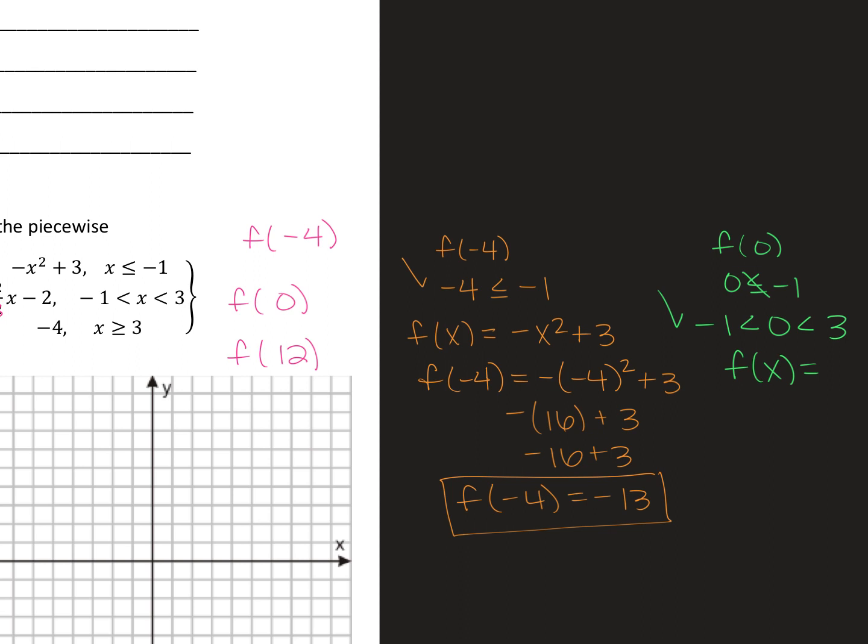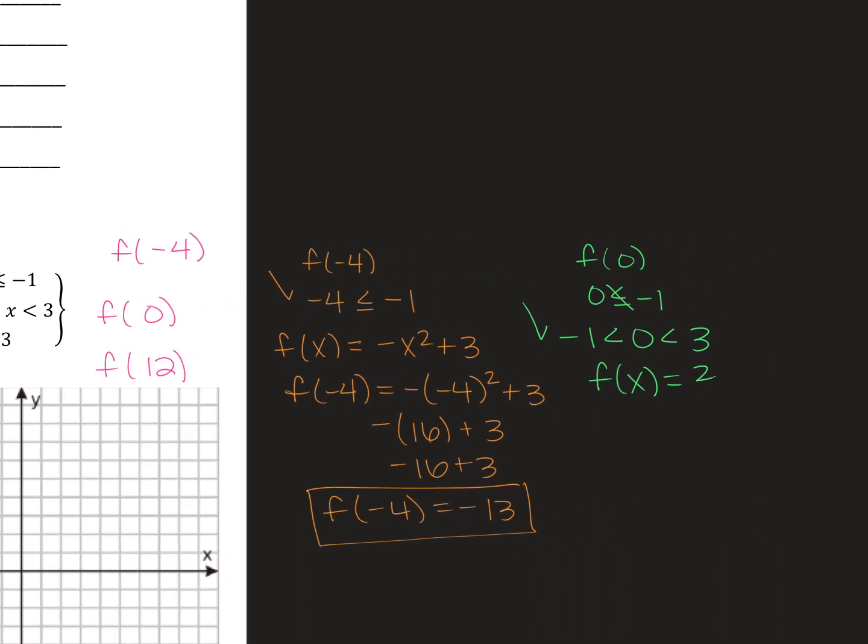We said that it's 2 over 3 x minus 2. And we're just going to plug that 0 in for that x. So f of 0 is going to be 2 over 3 times 0 minus 2. 2 over 3 times 0 is 0. Minus 2 is negative 2. So f of 0 is negative 2.